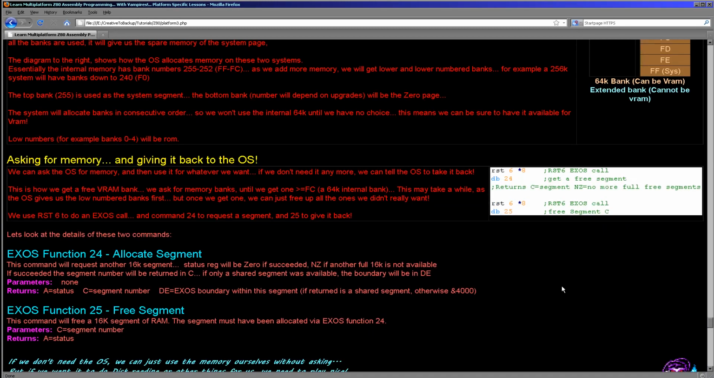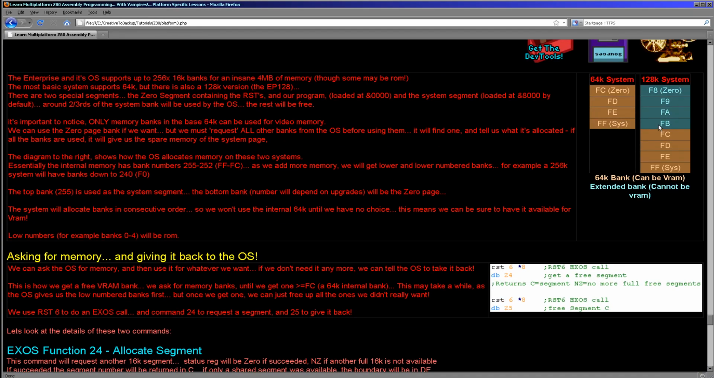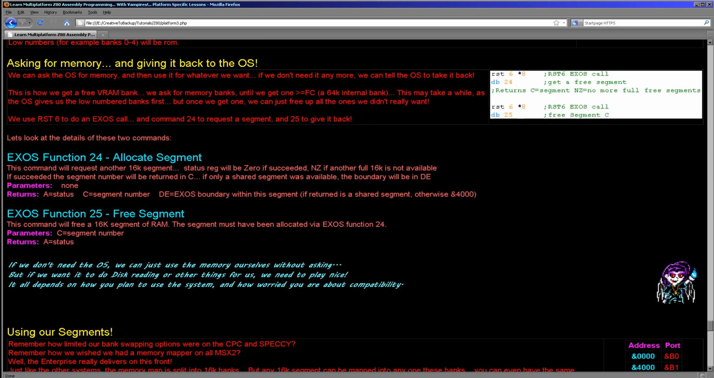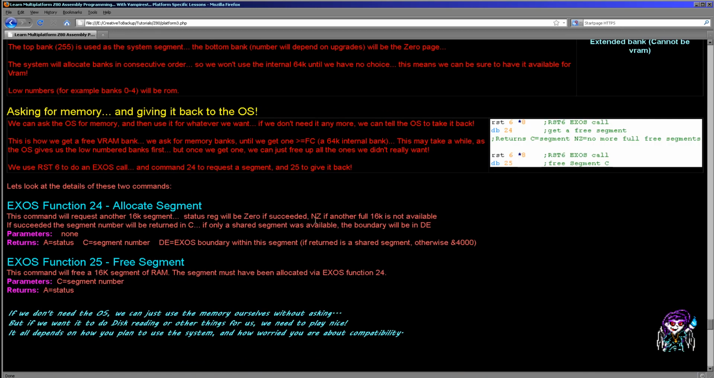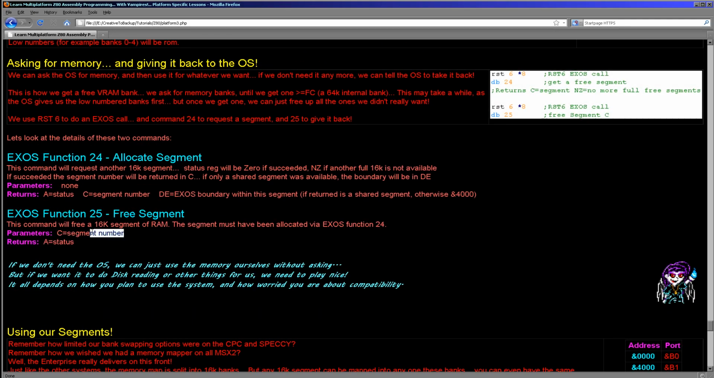There are some special cases though. If we've requested absolutely every bank of memory, remember we will get F9 followed by FA, followed by FB, followed by FC, followed by FD, followed by FE. If we've requested all of these banks, then the only remaining bank would be FF, and half of this bank would already be used. So it would return that, but it would return a non-zero, and then it would return the offset where the important data was in DE, so we would only be able to use up to that offset as free memory within that bank. And when it comes to freeing it, it's much easier. We just give C as the segment we want to release.